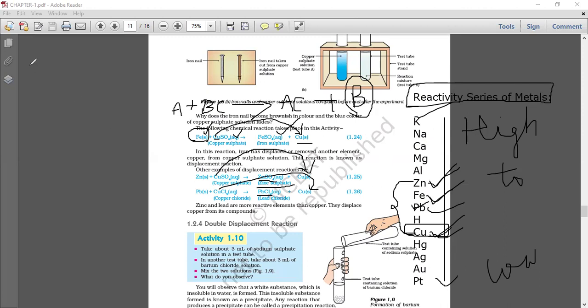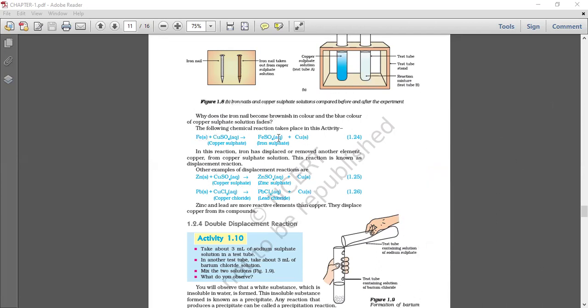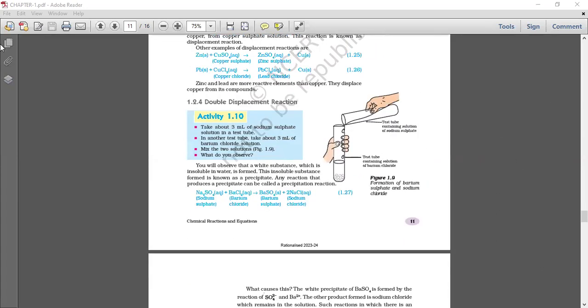This is about single displacement reaction, and for activity 1.9 I have already made a video. Please watch the video. After that, another experiment: double displacement reaction. You can remember it in ABCD form: AB plus CD. Let AB be a compound and CD be a compound, and A, B, C, D are atoms. Now if you write AC plus BD, what happened here? C displaced and reacted with A, B displaced and reacted with D.